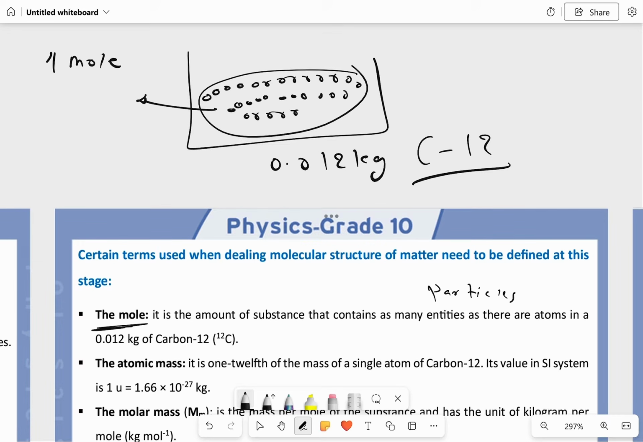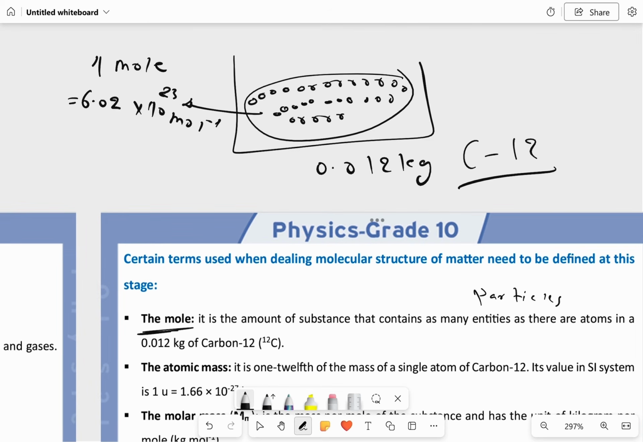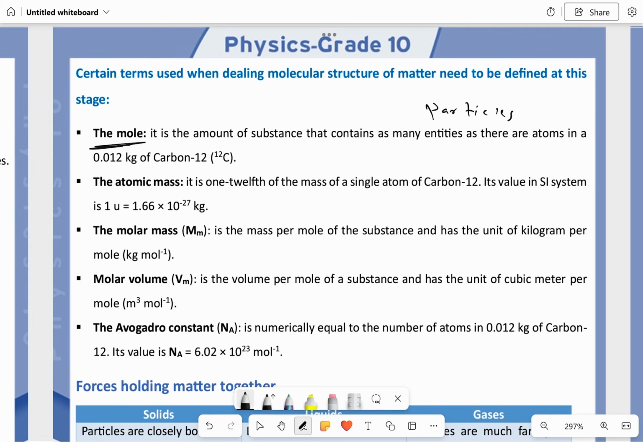1 mole, guys, is equal to 6.02 times 10 to the power of 23 per mole. So 1 mole contains basically 6.02 times 10 to the power of 23 entities. Atomic mass is 1/12 of the mass of a single atom of carbon 12. Its value in atomic mass units is 1 u, which is equal to 1.66 times 10 to the power minus 27 kilogram. The molar mass is the mass.